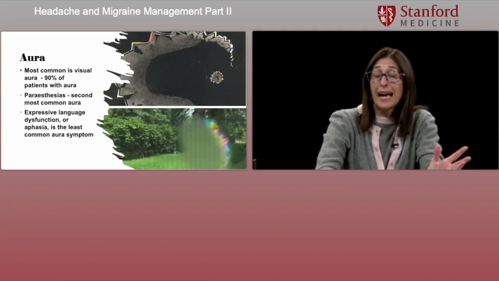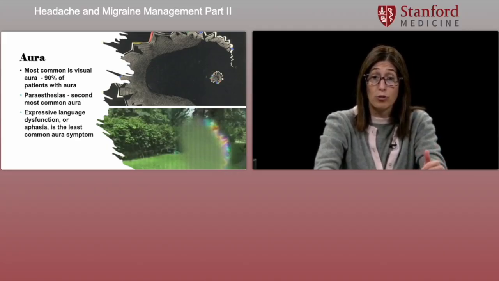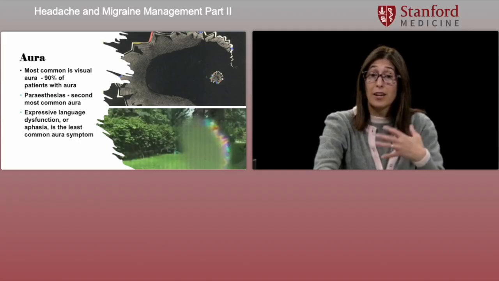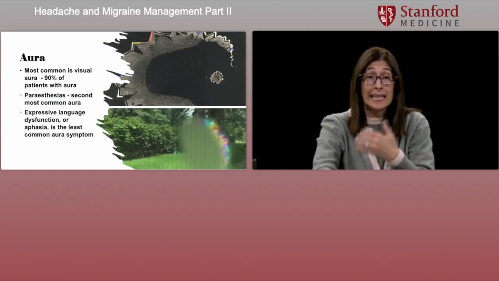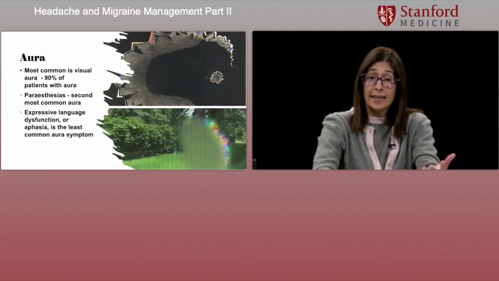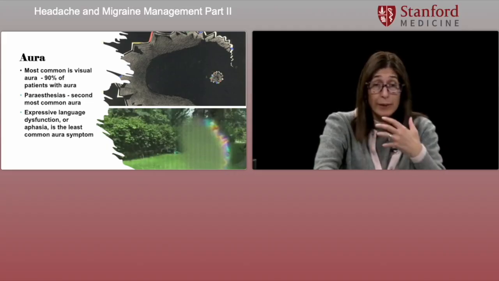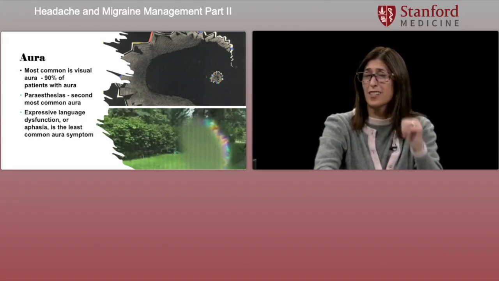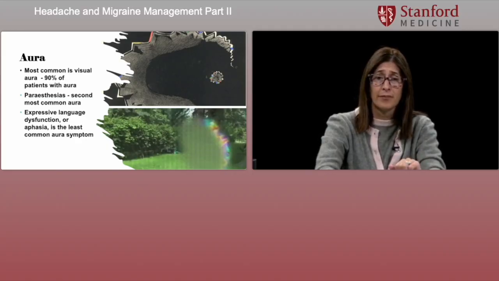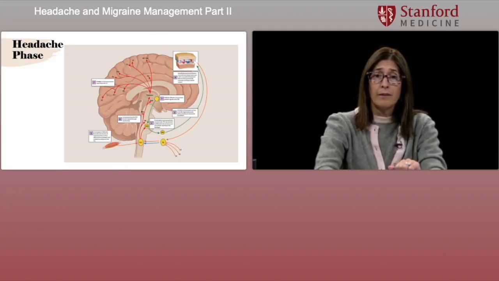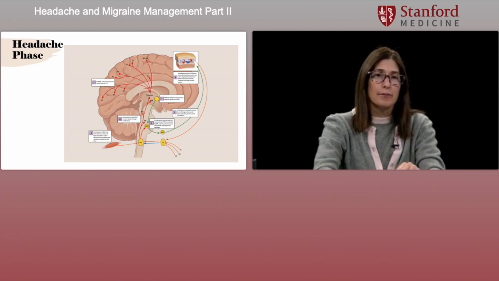If you're going to have an aura, 90% of patients have visual auras, but some patients will have paresthesia, so numbness and tingling in different parts of their body. And again, some patients will have expressive language dysfunction. They won't be able to get the words out, or sometimes they won't understand what you're telling them. And this is a complicated picture, which we can definitely dive into.